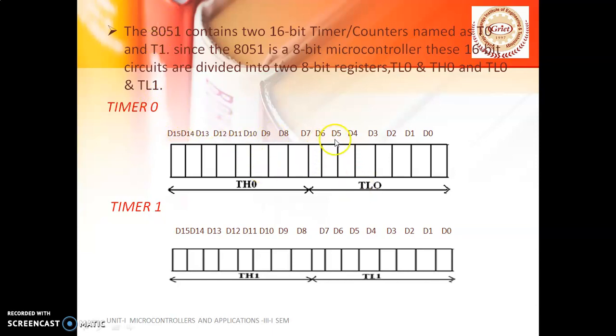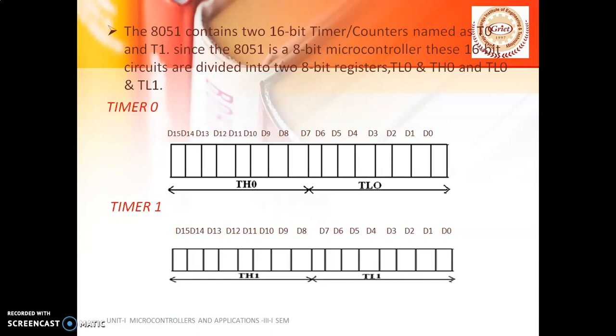Now if you see here, D0 to D7 is given for the TL0, D8 to D15 is given for the TH0. TL0 stands for lower byte of timer 0, TH0 stands for higher byte of timer 0. Even timer 1 is also a 16-bit register. As the microcontroller is an 8-bit microcontroller, it cannot access all the 16-bit registers.